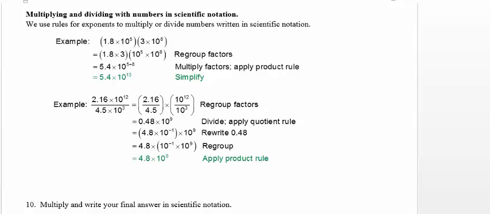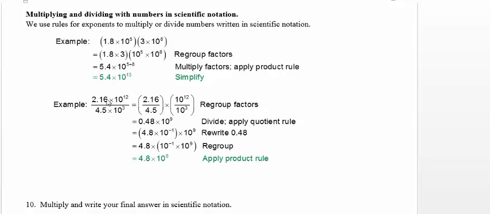Okay, so one of the things that happens is sometimes I need to multiply and divide with numbers in scientific notation, and I want to make sure my final answer is in scientific notation. So if I multiply 1.8 times 10 to the 5th times 3 times 10 to the 8th, I multiply the 1.8 times the 3 and get 5.4, and 10 to the 5th times 10 to the 8th is 10 to the 5 plus 8, which is 10 to the 13th. So notice that this is simplified and it's in scientific notation.